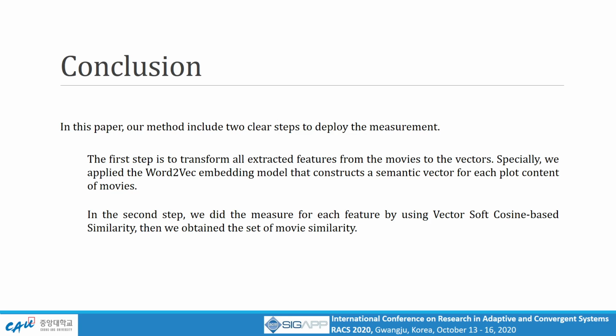For conclusions, we propose a new content-based method to improve collaborative filtering by using word embedding. Our method includes 2 clear steps to deploy the measurements. The first step is to transform an attractive feature from the movie to a vector. Basically, we apply the vectorized embedding model that constructs a semantic vector for each plot content of a movie. In the second step, we measure each feature by using vector cosine similarity. Then we obtain the set of similar movies.